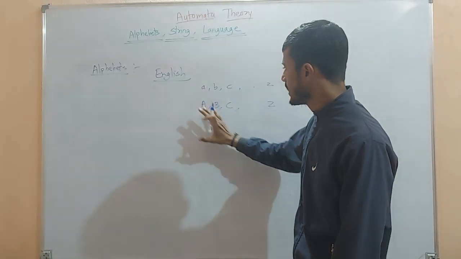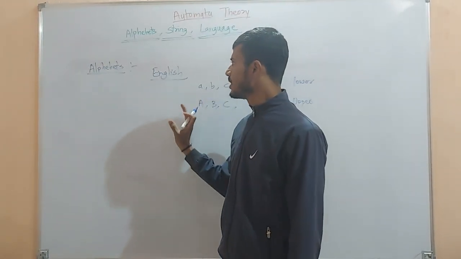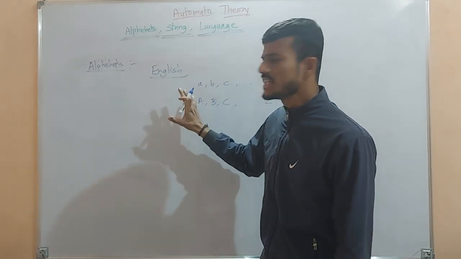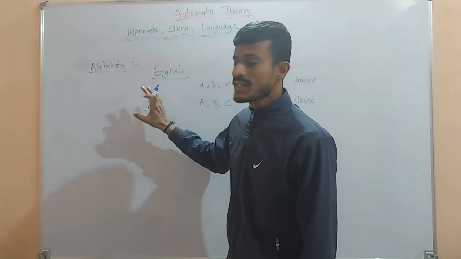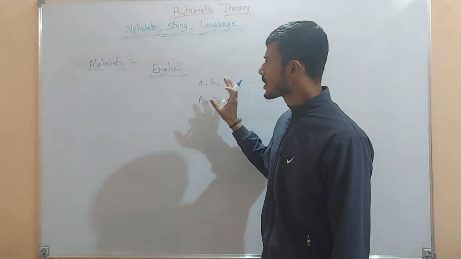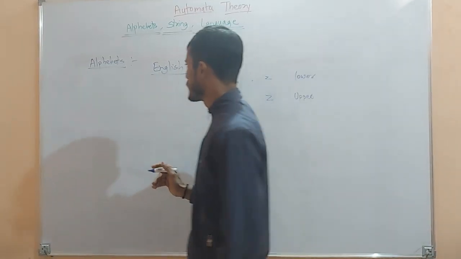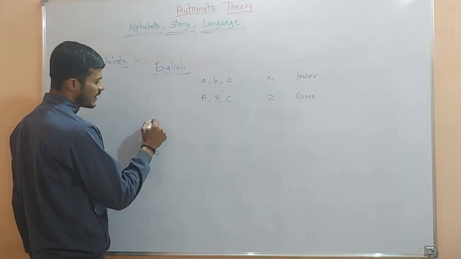Unless and until we are using these alphabets, it is not possible to construct the strings or the words or the language, that is the English language. So that is the necessity of the alphabet. Unless and until we have these alphabets, we cannot construct a word or sentence in the English language.